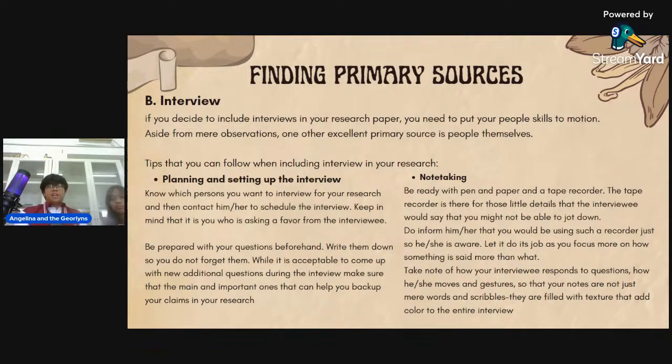Note taking. Of course, when we interview, we need note taking, so we know what they're talking about, and especially the most important part of note taking is having a recorder or voice recorder to go back to the stuff that you interviewed. Yeah, basically.